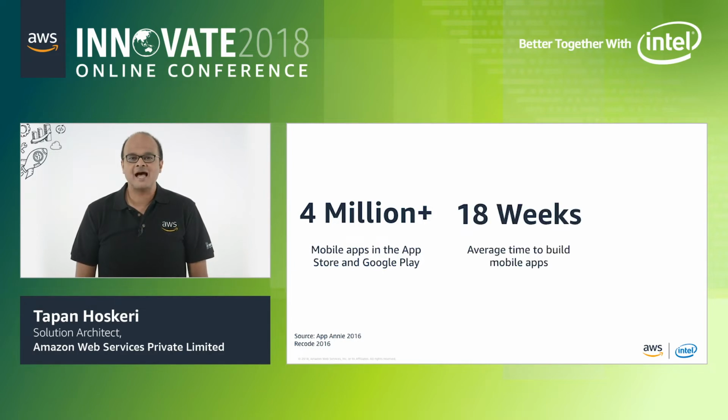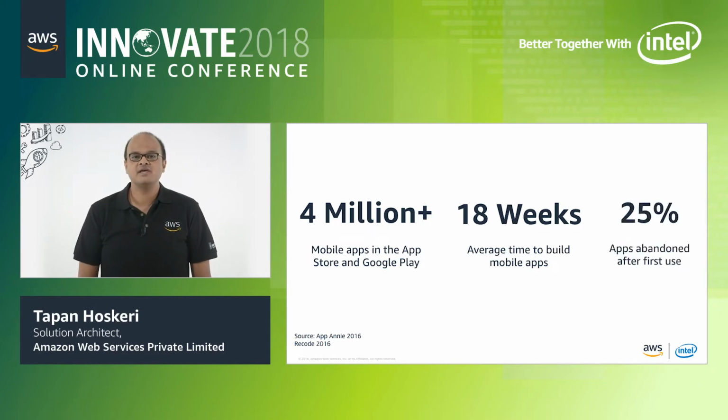Also, developing apps is a big investment. On an average, app build times are around 18 weeks, plus there's continuous investment in maintaining and growing the usage of your app. As a result, many apps never even get to version 2 of their existence.